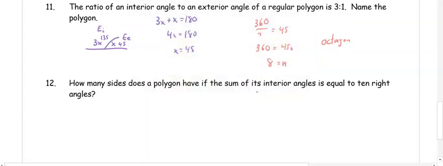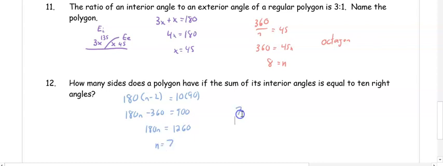In number 12, how many sides does a polygon have if the sum of interior angles is equal to 10 right angles? So we have 180 times n minus 2 equals 10 times 90. 180n minus 360 equals 900. We can add 360 to both sides. 180n equals 1,260. We divide, n is 7. So we have 7 sides. This is a heptagon.